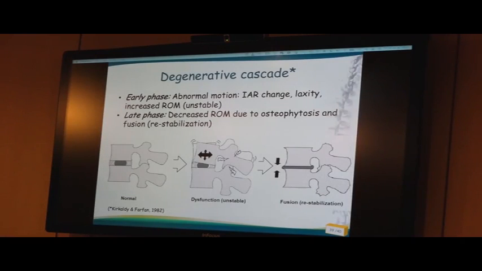And this is well described by Kirkaldy-Willis and Farfan. In the early phase, there is abnormal motion, change of the instantaneous axis of rotation, laxity of the ligaments, and increased range of motion. This is the unstable phase. But in the late phase, there is decreased ROM due to osteophytosis and fusion. That means restabilization. Nature tries to restabilize the spine.